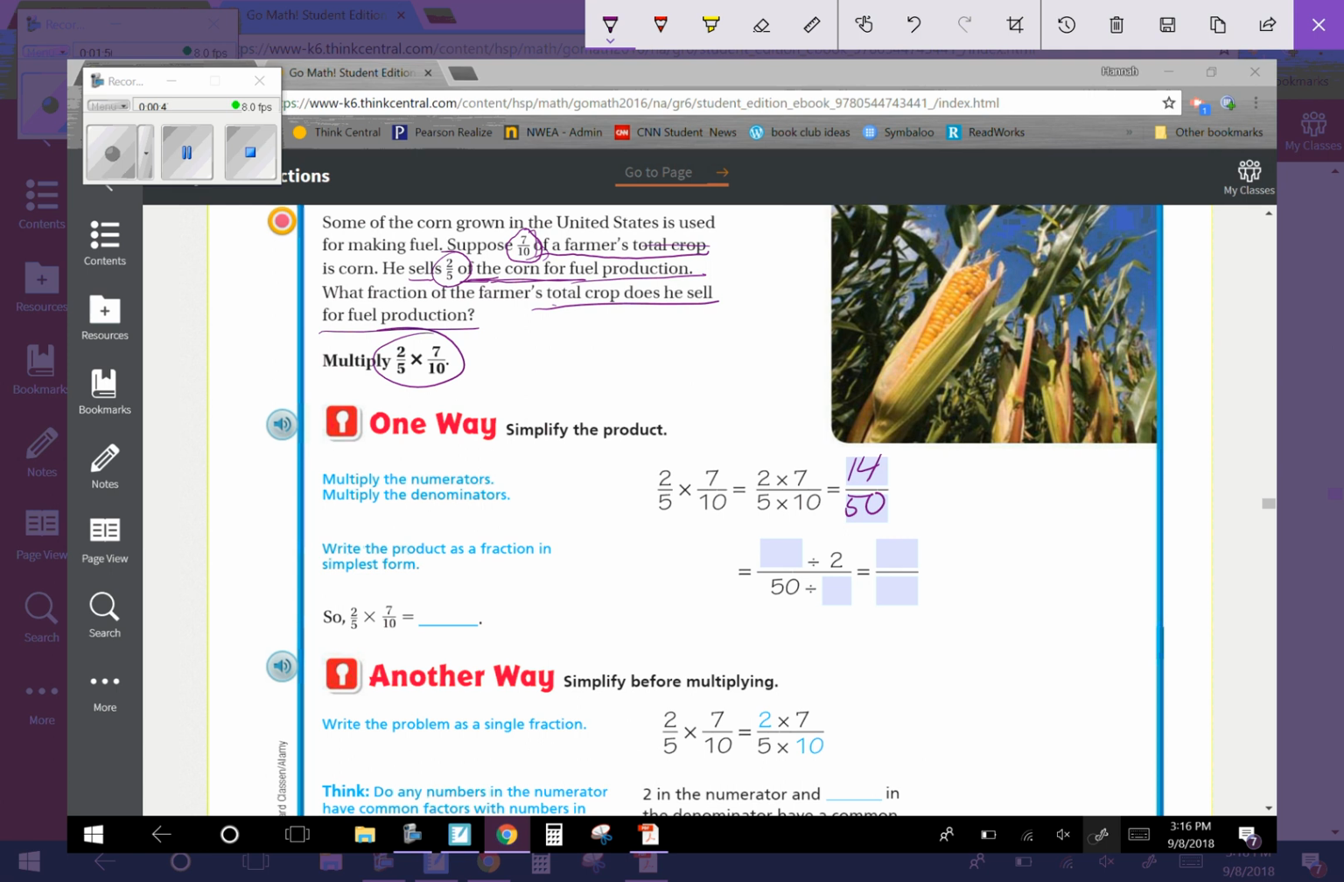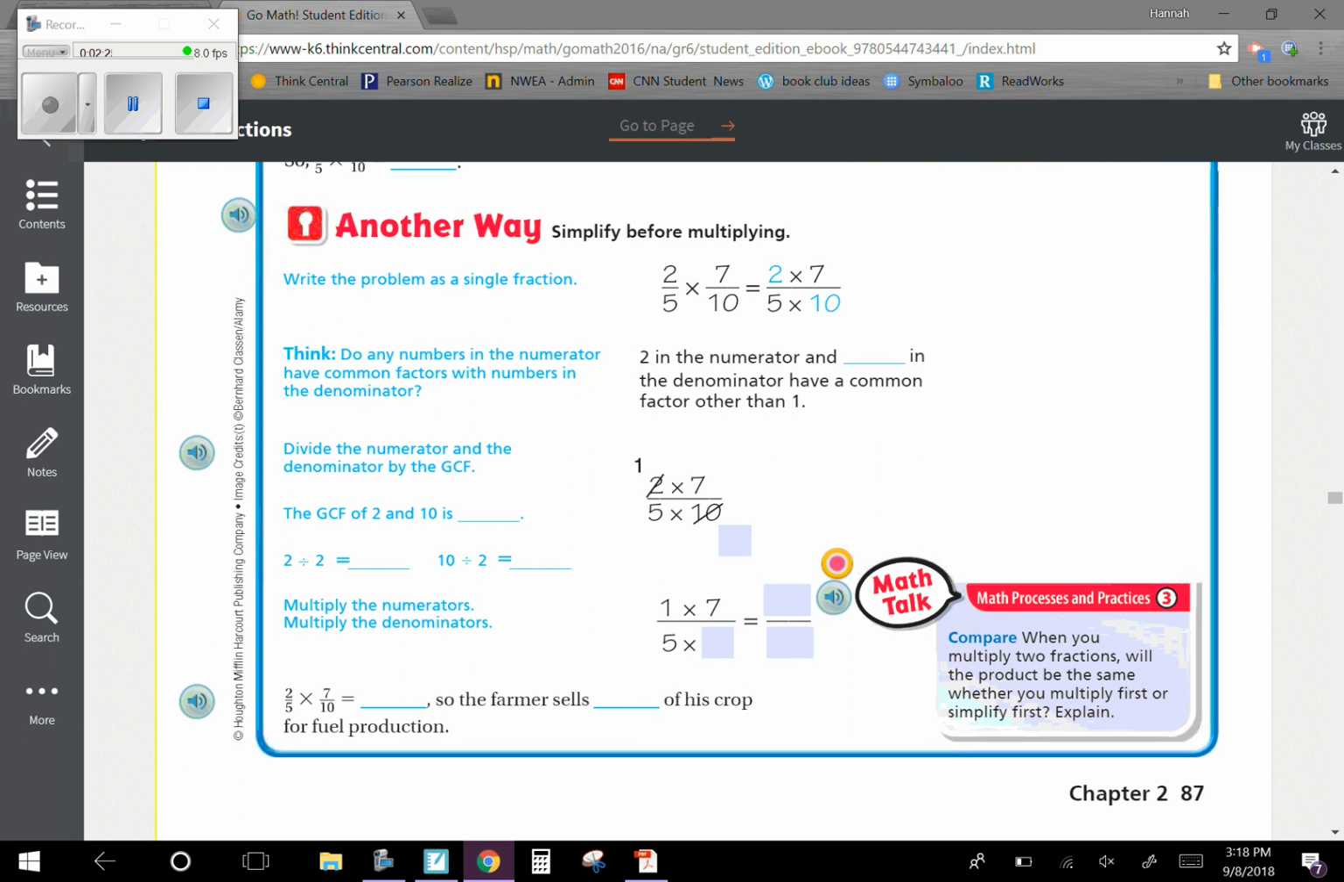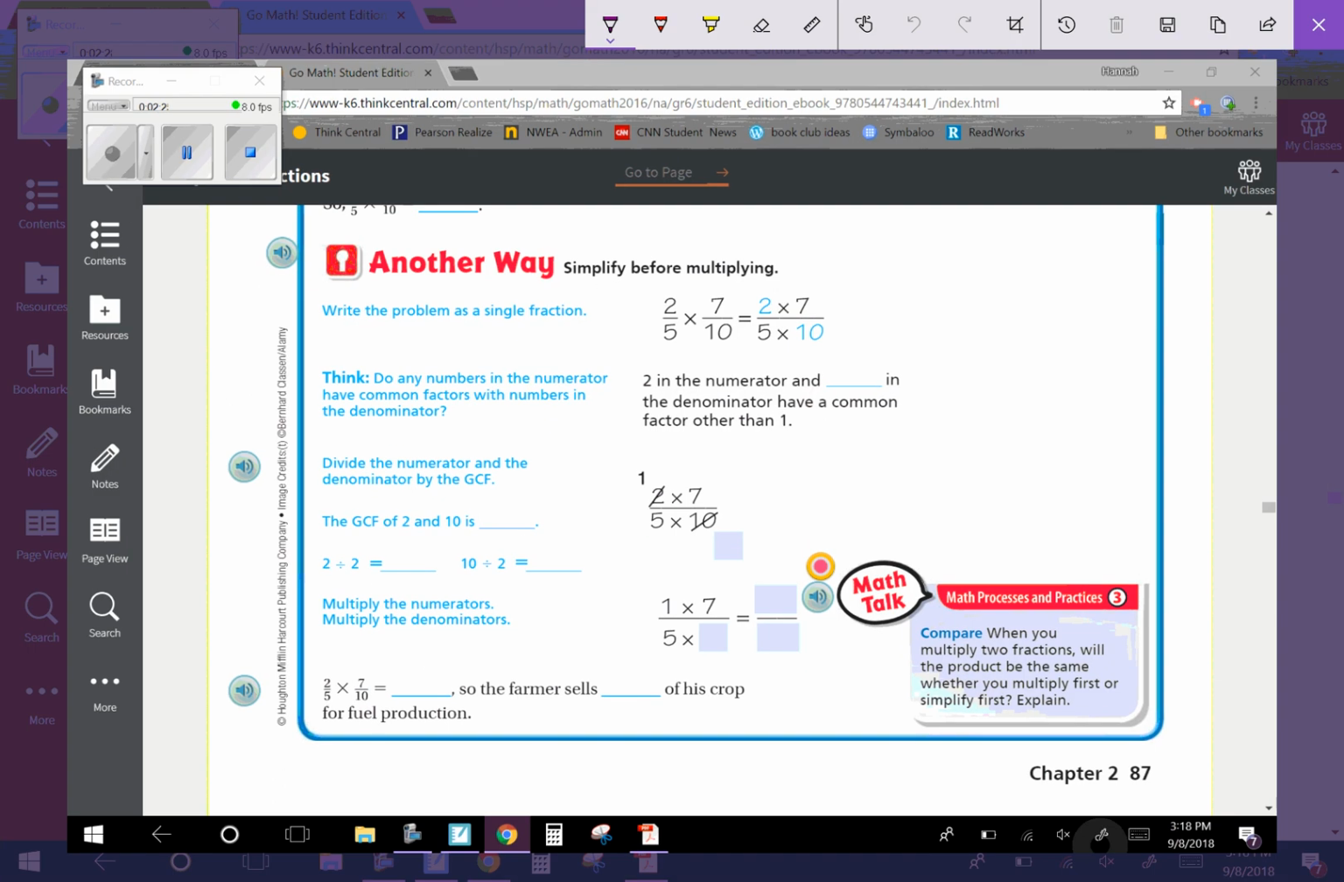Now we're going to write the product as a fraction in simplest form. So I know that 14 and 50 can both be divided by 2 because they're even. So 14 divided by 2 is 7, and 50 divided by 2 is 25. So 2/5 times 7/10 is 7/25. So 7/25 of the farmer's total crop he sold for fuel production. Now let's look down here at the other way. It says another way is to simplify before multiplying. So we're going to write the problem as a single fraction. So instead of writing it like this, they want us to write it like this.